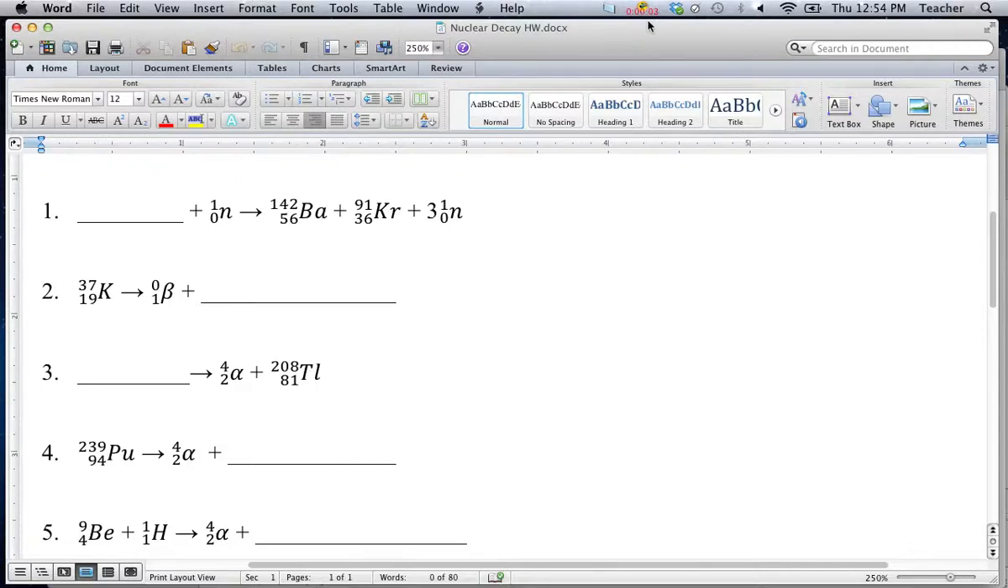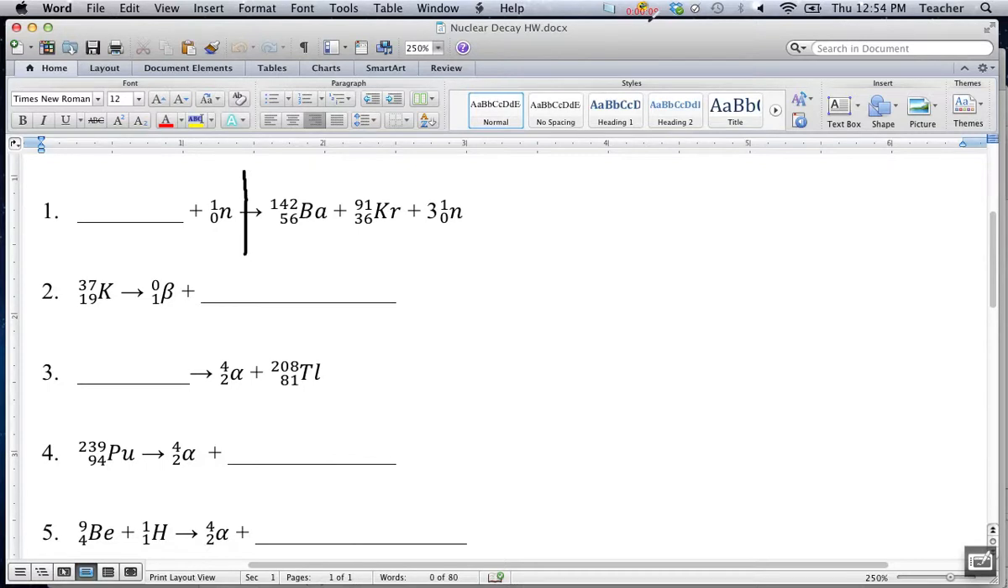So I just want to take a couple minutes here to go over the homework for the nuclear decay problems. And if you're having issues with this after this, I do suggest you come in and get some extra help. So looking at number 1 here, this is my divider line.